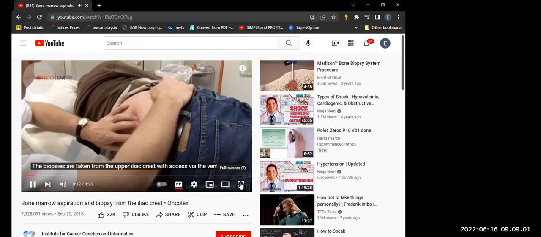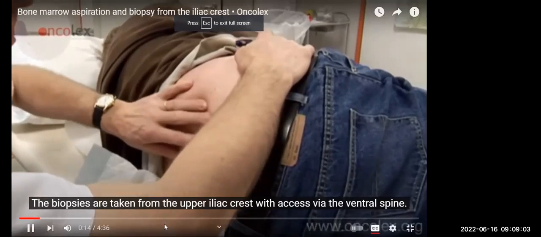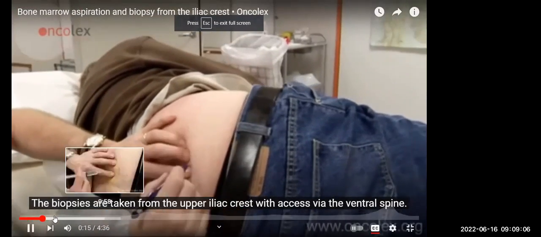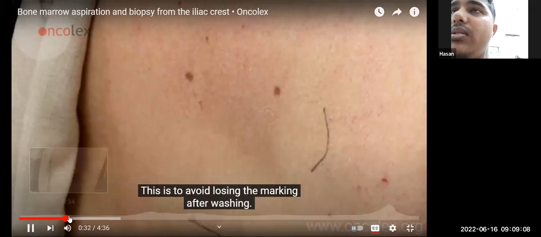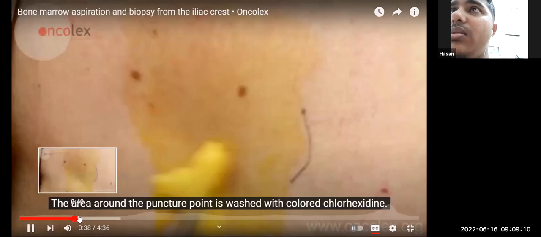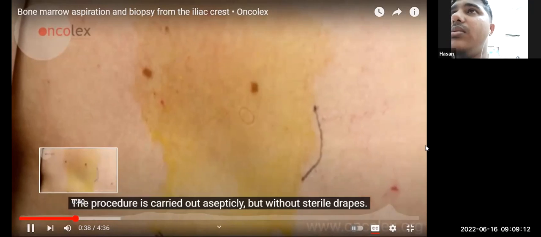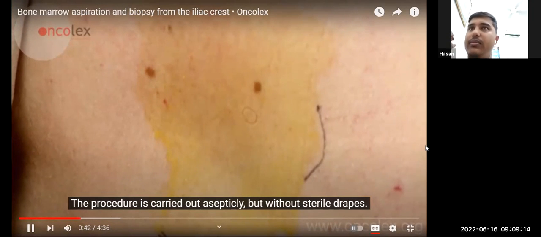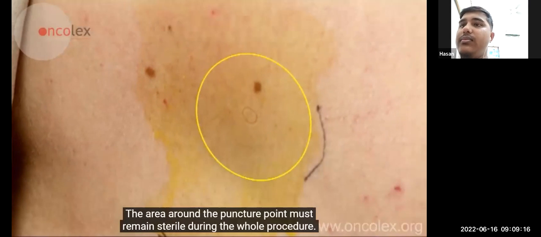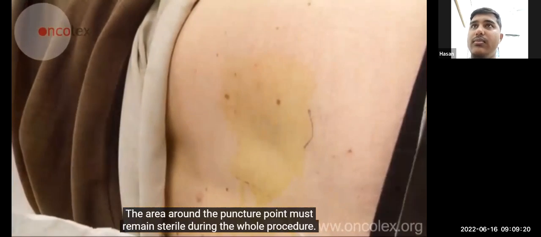The biopsies are taken from the upper iliac crest with access via the ventral spine. Okay, I think this is better. Losing the marking after washing. The procedure is carried out aseptically, but without sterile drapes. The area around the puncture point must remain sterile during the whole procedure.